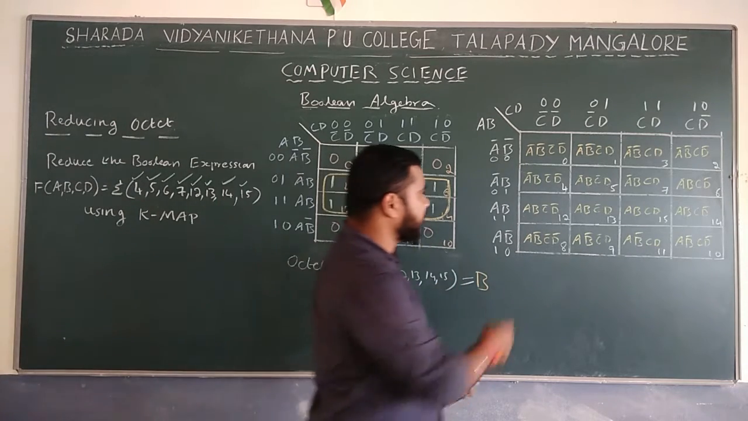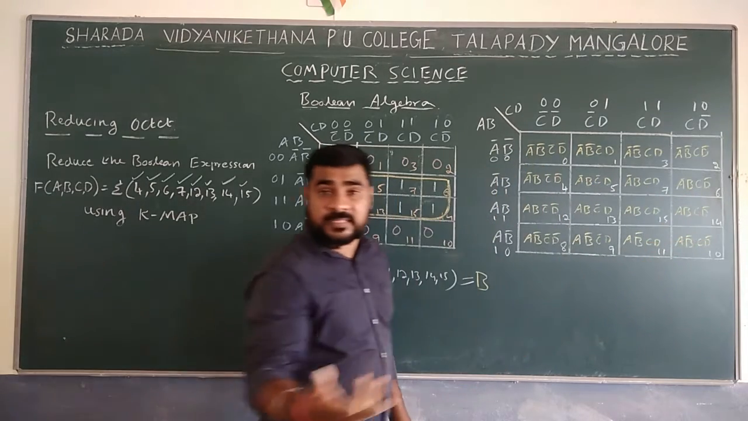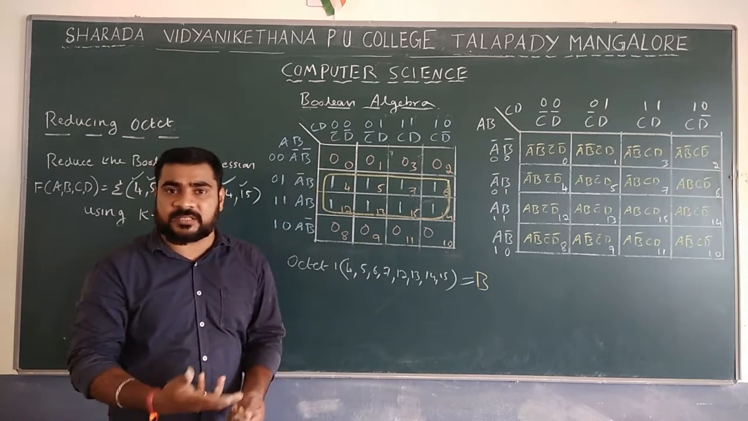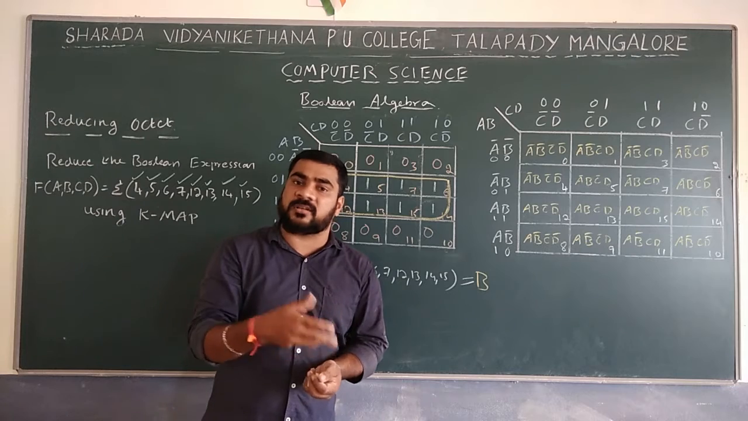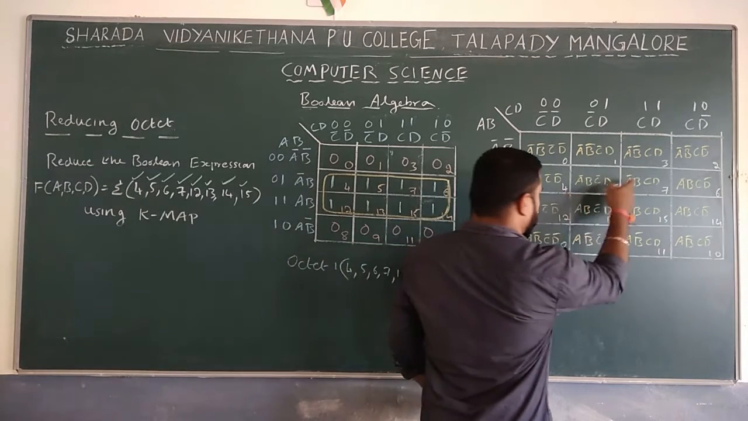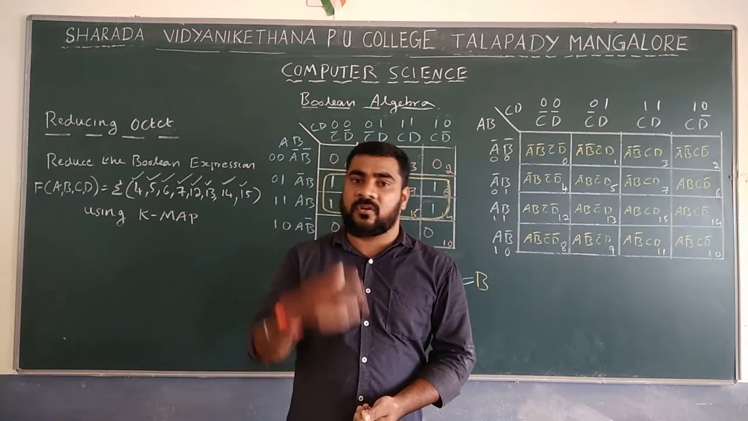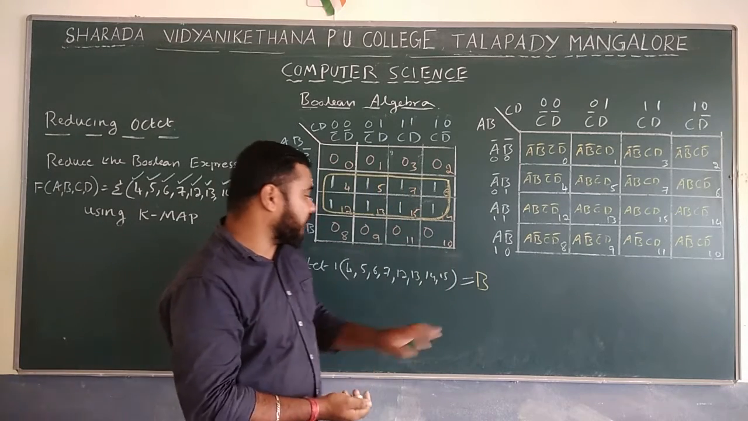Any other terms? We check the next term. C dash, C dash, C, C. So already we got C dash and C. If we have both C dash and C, it is not a common term. Then the next one, D dash, D. Only here we got D dash and D. So that is also not a common term. So only one common term is there, that is actually B.